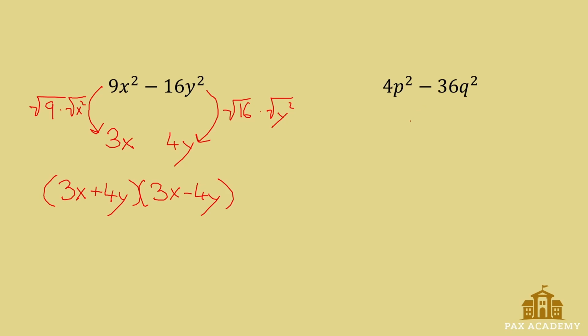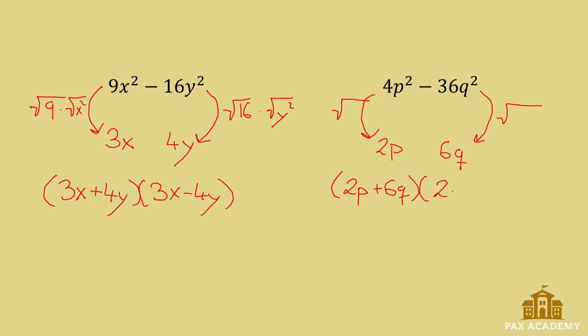Excellent. The other expression reads 4p squared minus 36q squared. Again, we do the same. 4p squared, so we square root the whole thing. We know the square root of 4 is 2, and the square root of p squared is just p. So 2p. And then the square root of 36 is 6, and the square root of q squared is q. So again, now that we have both terms, in the first bracket, we add them together, and in the second bracket, we subtract them.